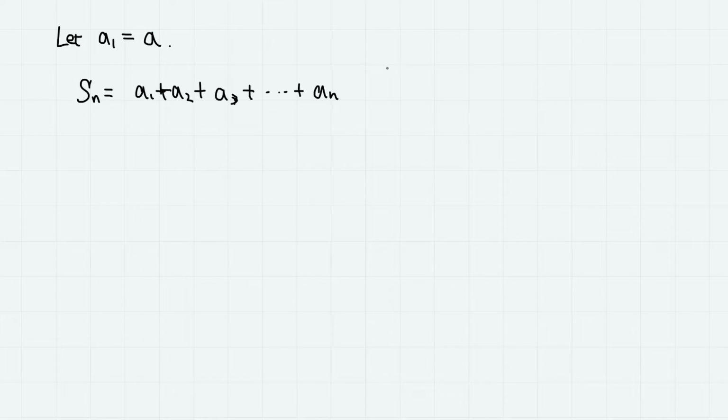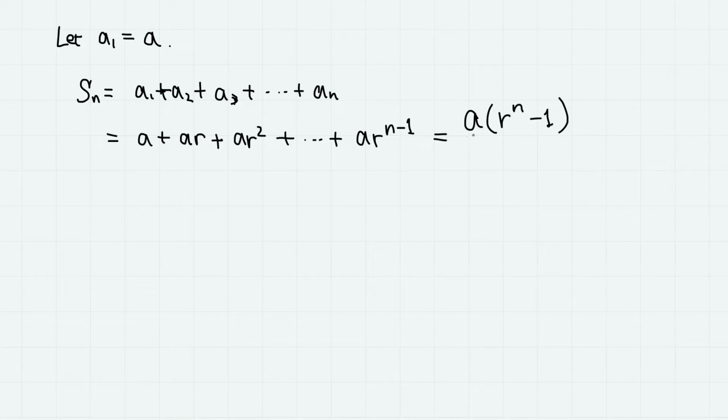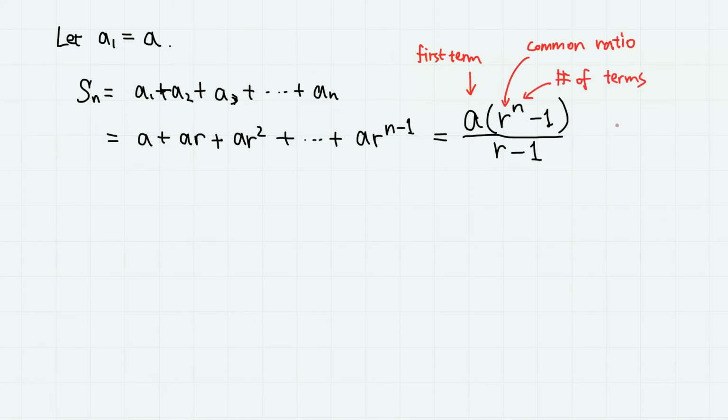Then we already have a famous formula for Sn, the partial sum of the geometric sequence. The first term is a, the second term is ar, the third term is ar squared, and the nth term is ar to the power of n minus 1. And this sum is given as a times r to the power of n minus 1 over r minus 1. So this a is the first term, this r is the common ratio of the geometric sequence, and this n means the number of terms, in this case n. This is the famous formula for the finite sum of the geometric sequence.